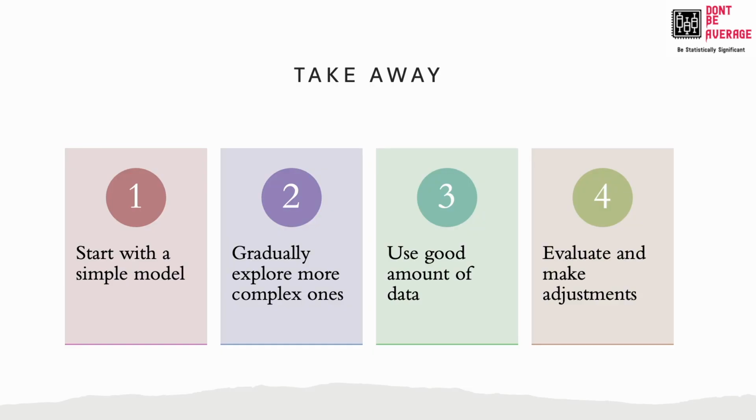So to make your text classification journey smoother, here are some quick tips. First, you should start with a simple model and then gradually explore more complex ones. The second thing is, make sure you have a good amount of diverse training data. And the third is, always evaluate your model's performance and make adjustments as needed. In the first step itself, you may not get the best accuracy. So make sure you're fine-tuning your model and adjusting by looking at the edge cases. So you always evaluate your model's performance and then make adjustments as needed.